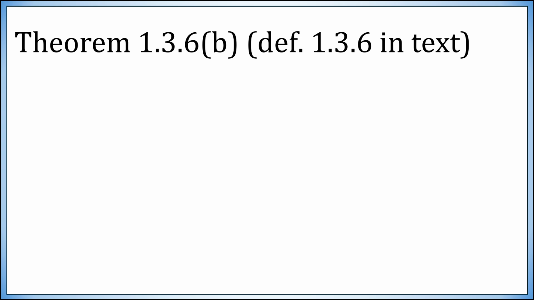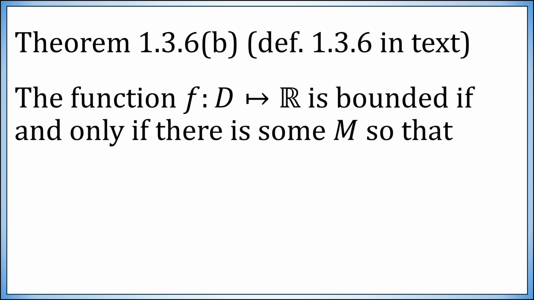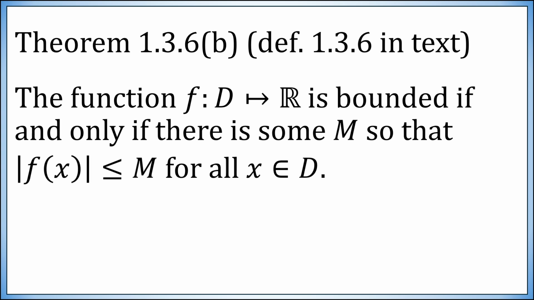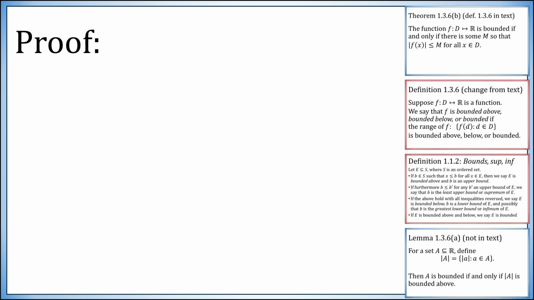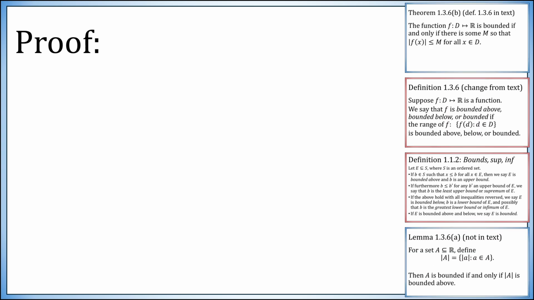And now we get to what I'm calling theorem 1.3.6b. In the text, this is just definition 1.3.6. A function from a set D to the reals is called bounded if and only if there is an M so that the set of absolute values of f of x is less than or equal to M for all x in the domain. So this is what I'm stating as a theorem. In the text, this is simply the definition of a bounded function. But recall, I've defined a function to be bounded if its range is bounded. So let's prove it. So these are all of the pieces that we're going to put together.